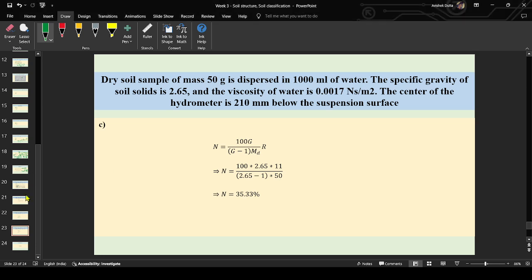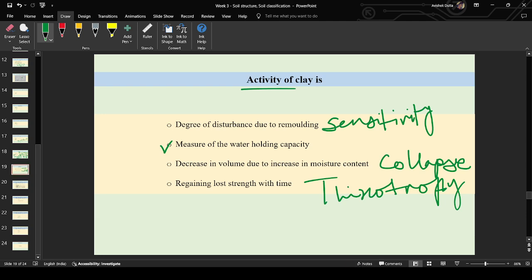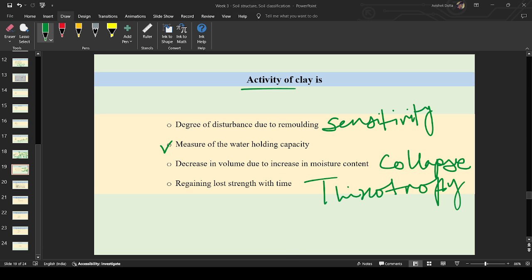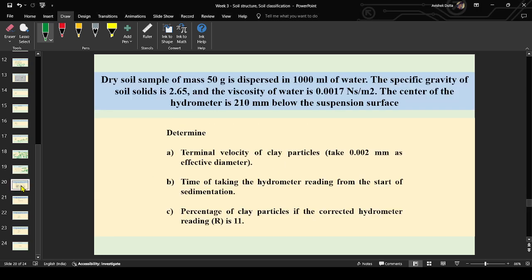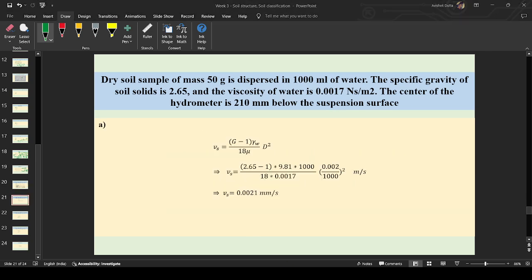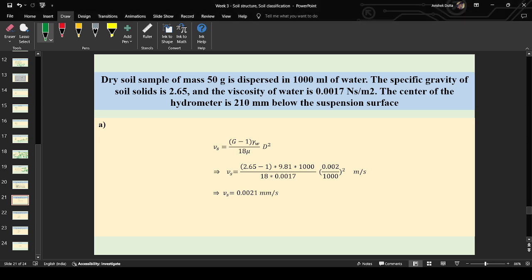I'll just go through it again because it did not get caught in the OBS recorder. So this was the question on activity of clay. Next we move on to this problem. This is the first part. The terminal velocity Vs equals G minus 1 gamma W by 18 mu d square. G is the specific gravity, gamma W is the unit weight, mu is the viscosity, and d is the effective diameter. We get Vs equal to 0.0021 mm per second.